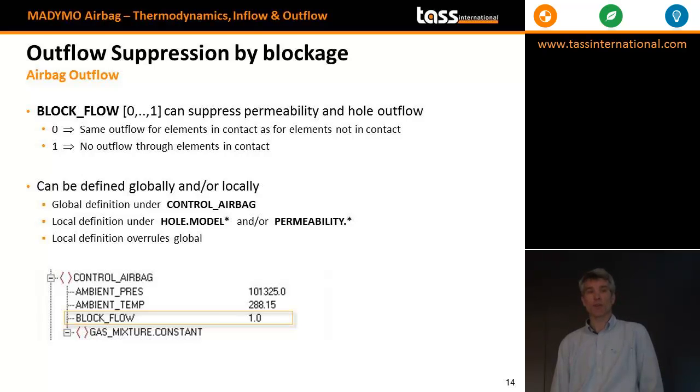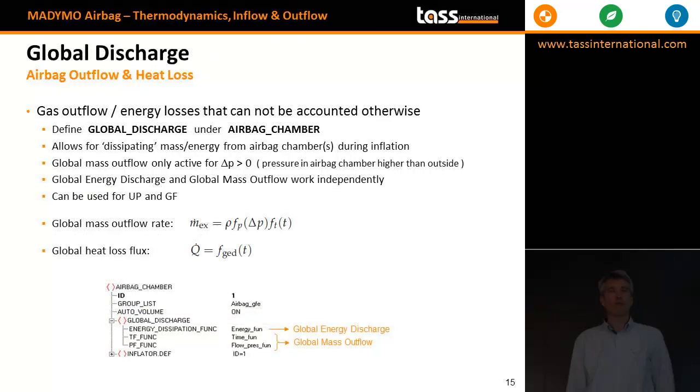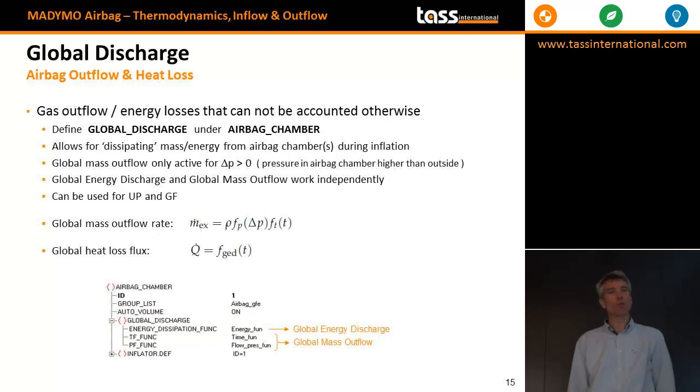It's a user-defined value, and typically it's in the range of 1. You can define it on 2 locations, under the control airbag or under the hole or permeability models. The definition is that the local overrules the global. So if you've defined a block flow under the hole model, that will be used and not the one defined under the control airbag. Global discharge, one of the last items in this presentation.